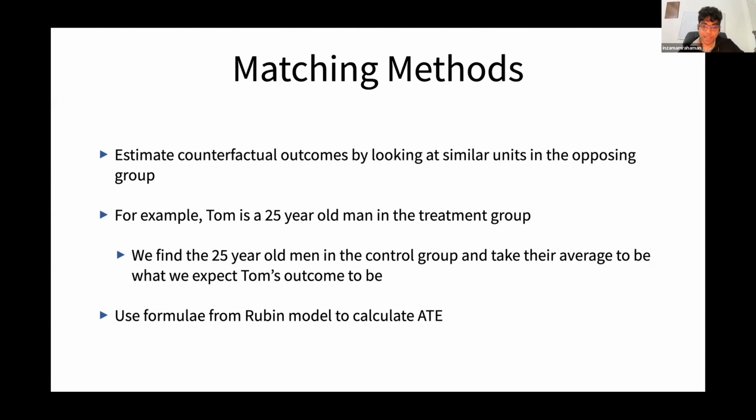So for example, if Tom is a 25-year-old man in the treatment group, and we want to estimate what his counterfactual outcome would be, i.e. his outcome if he wasn't treated, we look at other 25-year-old men in the control group and take their average outcomes to get a sense of what Tom's outcome might have actually been, right? And then we use the formula we saw above in the Rubin model to calculate the average treatment effect.